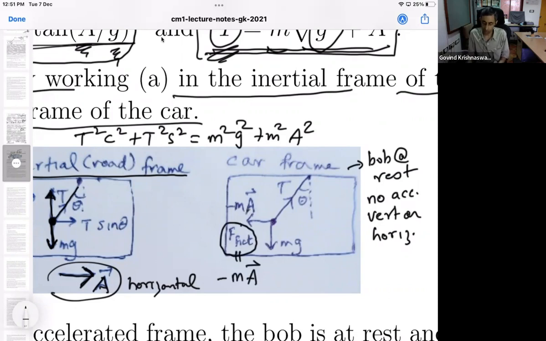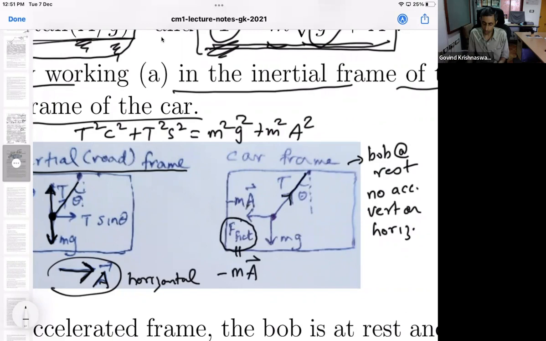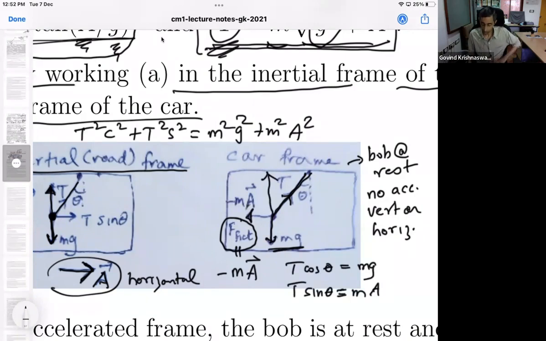Okay, so this is the force diagram. There is still a tension in the rod or the string. There is still the vertically downward force of gravity, but now there is this fictitious force. So this is the Newton equation in the other frame, in the accelerated frame. Equating the components of T to the respective fictitious and gravitational forces, you get essentially the same equations. T cosine theta should be equal to mg, and T sine theta must be equal to ma. So these are the two equations you will get, and the same conclusions follow.